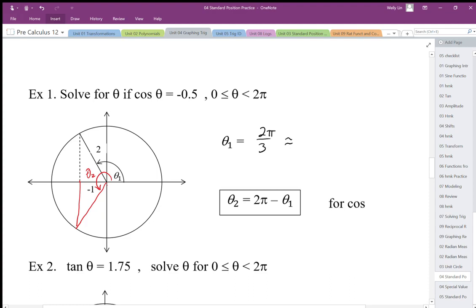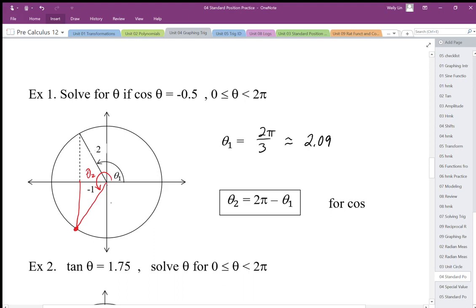Okay, and that's approximately, actually I'm going to use my calculator here. And if I use my calculator, arc cos of -0.5 is going to be 2.09, approximately 2.09 radians. Okay, now to get theta 2, to get the red one, okay, so that angle is in quadrant 2.